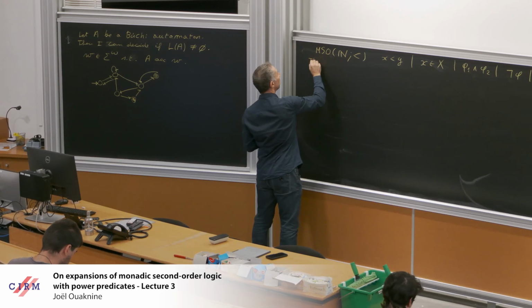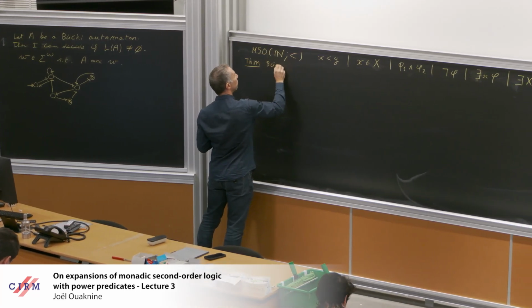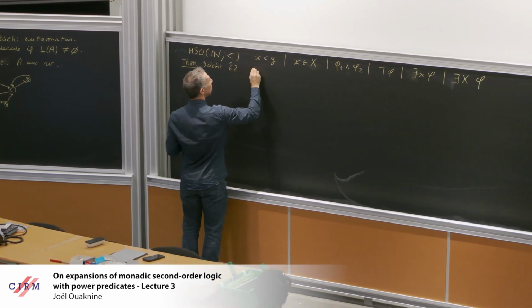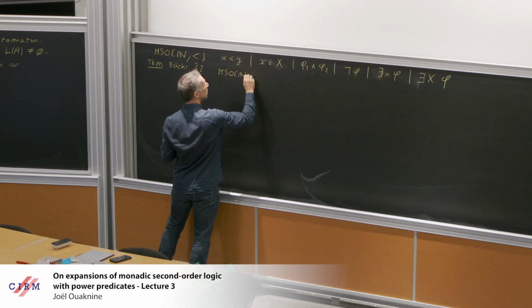Okay, so here we are. So theorem. This is Büchi 62. MSO is decidable.